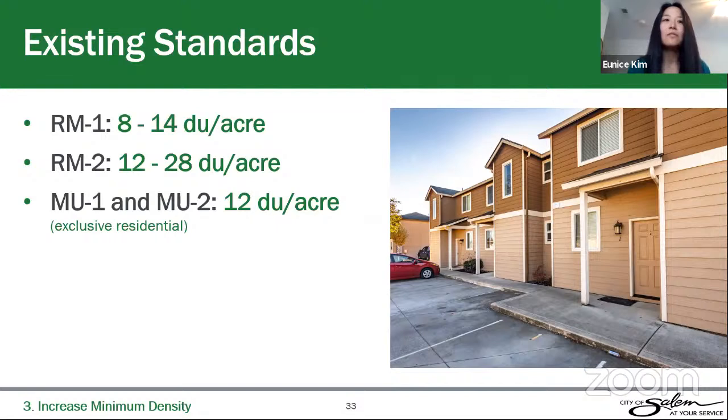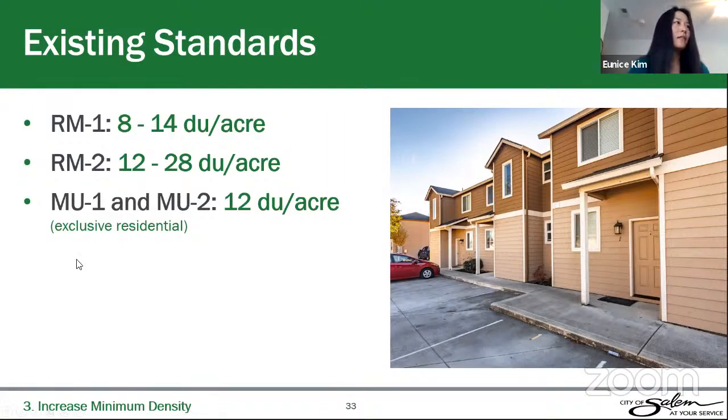When we did the mixed use zones, the mixed use 1 and mixed use 2 zones, we wanted to incentivize mixed use generally. So if you did retail, for example, and you added housing, there was no requirement for the amount of housing you had to add. But we said, if you're just doing multifamily housing, we would like you to use this land to a higher potential. And we set it at 12 dwelling units per acre, which is in line with our multifamily 2 zone. Most of our multifamily land in Salem is multifamily 2. Most people are trying to build at that higher density.